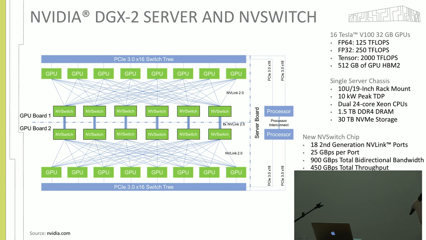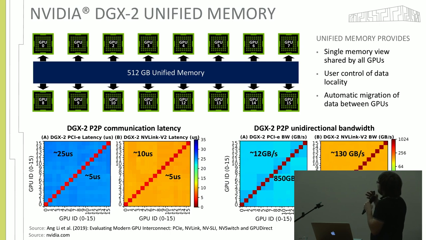So one of the key advantages of such a system is that you can combine all the 16 GPUs, each with 32 gigabytes of memory, into 512 gigabytes of shared memory. So then each GPU has access to the memory of any GPU, and it's fully transparent. It's hidden from the user.